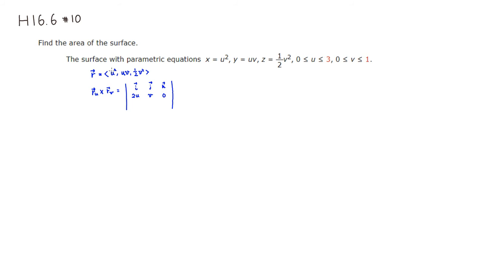Then the partial derivative of u squared with respect to v is 0. The partial derivative of uv with respect to v is u. And the partial derivative of 1/2 v squared with respect to v would be v. So this is going to give us, for the cross product, v squared. The next one is 0 times 0 minus negative 2uv, and the last component is 2u squared.